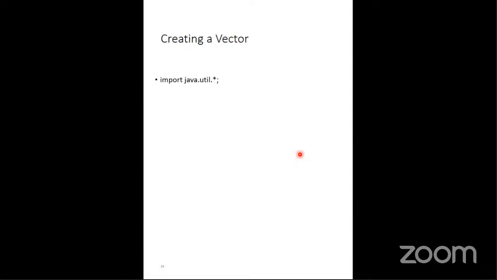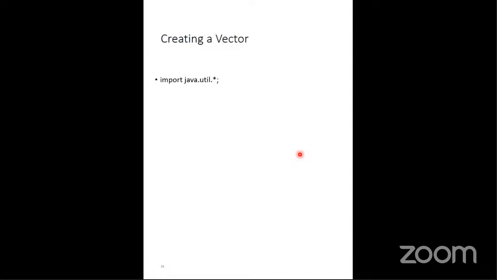Vector is a class which is available in the util package. Unlike String and StringBuffer, which are available in the lang package. So if you want to create a string object or a string buffer object, you don't have to import any particular package explicitly, because the lang package is available by default. But if you want to create a vector object in your program, since vector is available in the util package, and the util package is not available by default, the first thing you have to do is import the util package in your program.